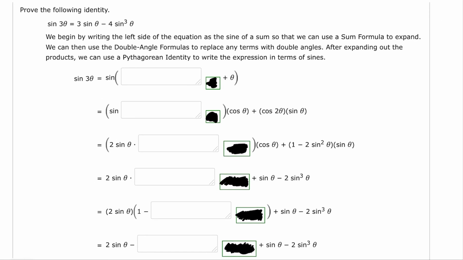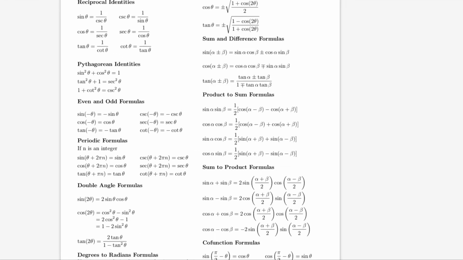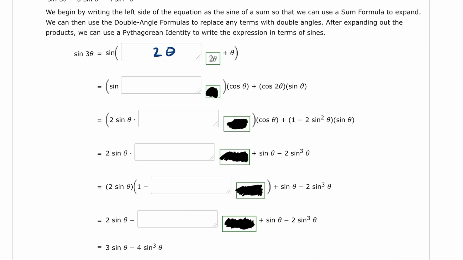All right, for this one here, it looks like they are splitting up the 3 theta into 2 theta plus 1 theta. 2 theta plus 1 theta is 3 theta. And then they're using the double angle formula, I believe. Let's see if that's the case. Actually, oh yeah, they're using the sum formula. The sum formula for sine is this one, the very top one: sine cosine, cosine sine. So it's going to be sine of the first, cosine of the second.